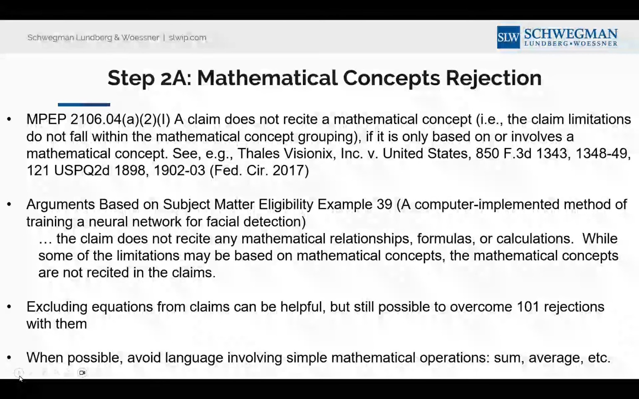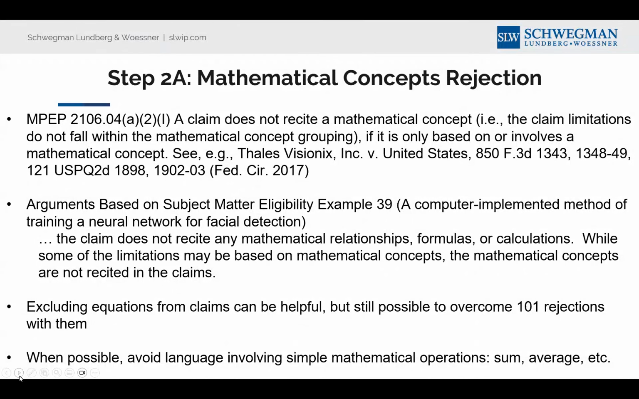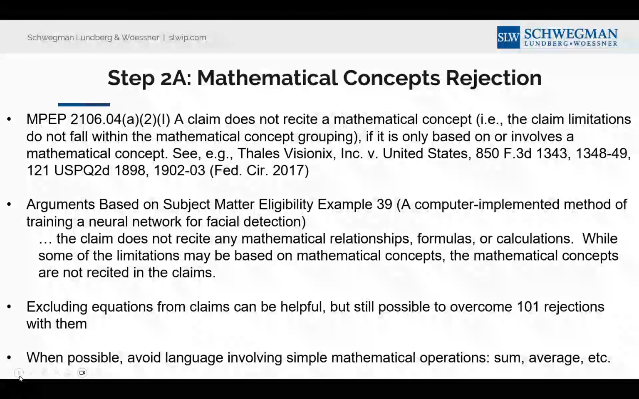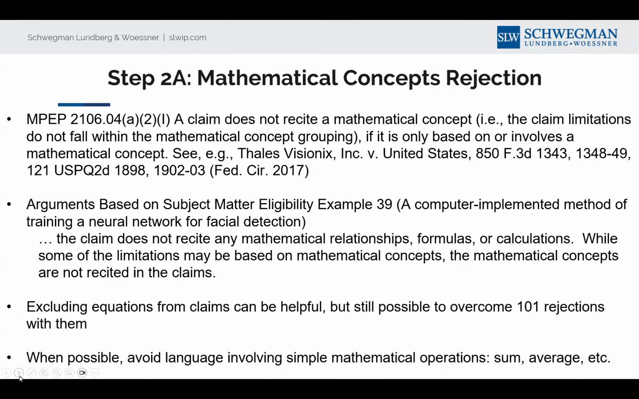The nice thing is the U.S. Patent Office has come up with multiple examples of what they would consider subject matter eligible. Example 39 is related to training a neural network for facial detection. And this is a quote from it that says it doesn't recite mathematical relationships, formulas, or calculations, but it's based on those, and those aren't necessarily recited in the claims. And so it's patent subject matter eligible. So again, I think one of the most helpful parts is including the machine learning architecture, different aspects of that, within the claims. Next slide, please.